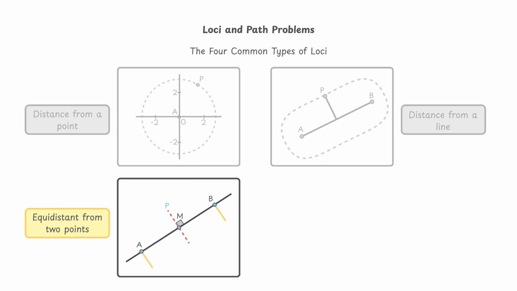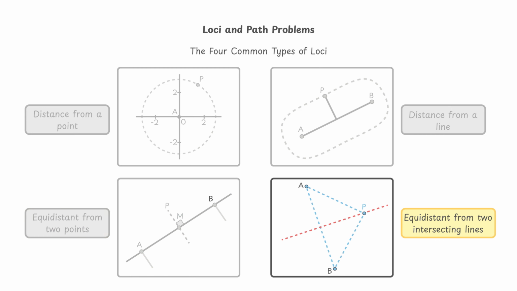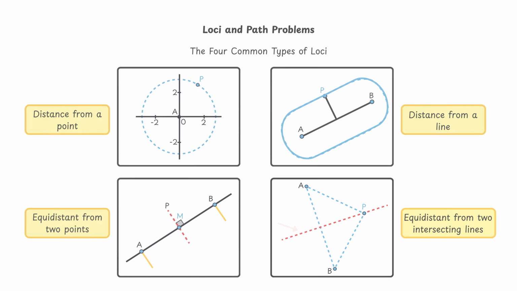Third, equidistant from 2 points. If a point is the same distance from 2 points A and B, the locus is the perpendicular bisector of the line joining them. This line crosses the midpoint at 90 degrees. Finally, equidistant from 2 intersecting lines. In this case, the locus is the angle bisector. Every point on this line is the same distance from both lines. These 4 loci appear frequently in GCSE questions, so recognizing their shapes is very important.